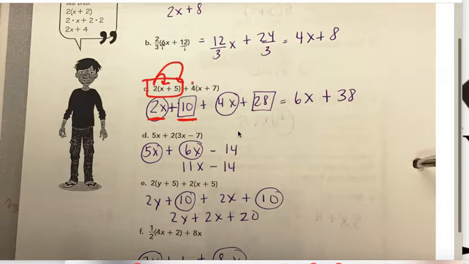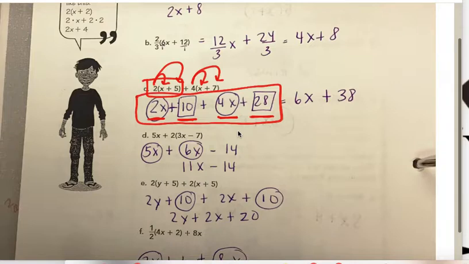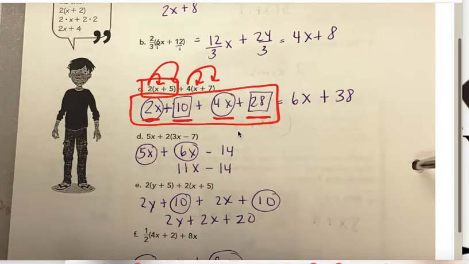Then I can do 4 times x, which gives me 4x. And then 4 times 7, which gives me 28. Now I have an algebraic expression with how many terms? I have 4 terms. I have 1, 2, 3, 4. Can I shorten it and put my like terms together? Yes, you can put your 2x and your 4x together. So now you have 6x, and you can put your constant 10 with your constant 28, which gives you 38. And now you went from 4 to 2 terms.